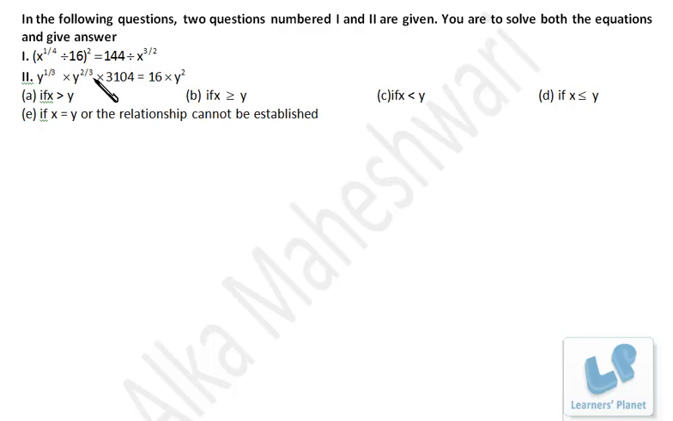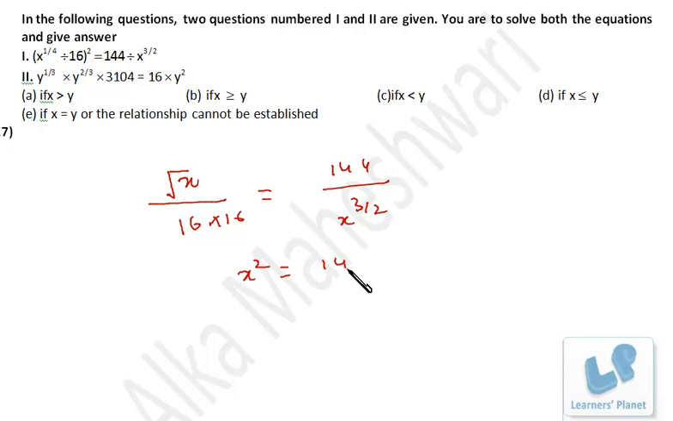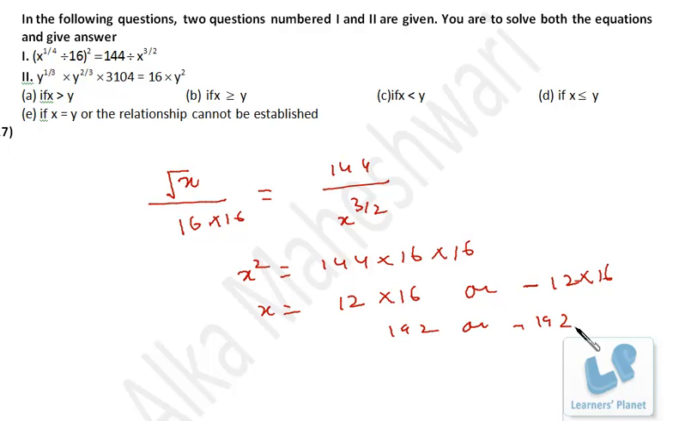First of all, I just solve the value of x. So just take the square. So it's root x by 16 into 16 is equal to 144 by x raised to 3 by 2. Now if I cross multiply, x raised to 3 by 2 and x raised to half, root x is x raised to half. So it will be x square is 144 into 16 into 16. That means x is equal to 12 into 16 or minus 12 into 16. So it's precisely 192 or minus 192, right? So we got the two values of x.